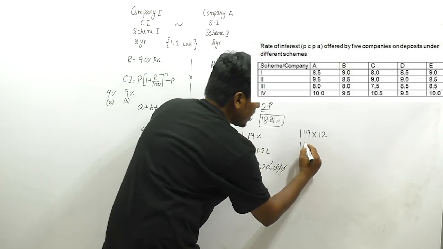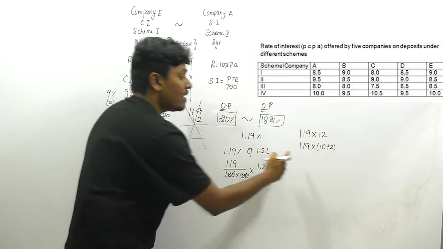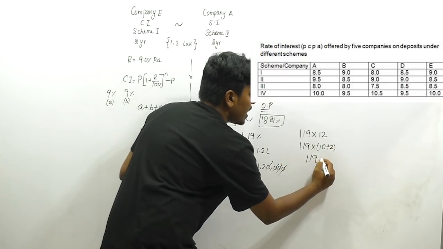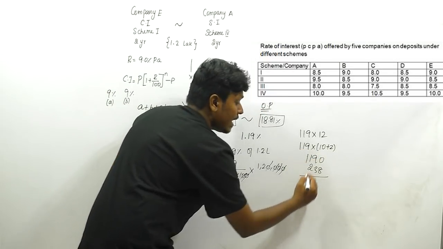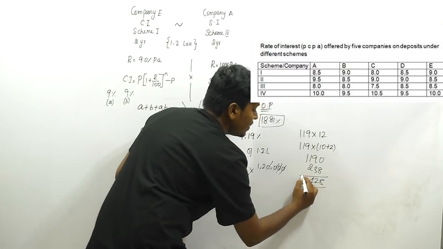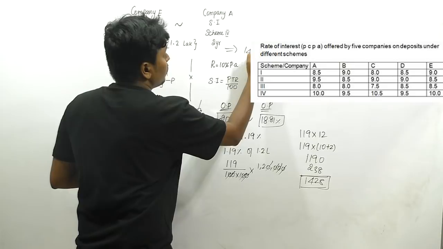Listen carefully here. 119 into 10 plus 2, right? 12 can be written as 10 plus 2. Where 119 into 10 is 1190, and 119 into 2 is 238. When we add them, we get 1428. So finally the difference for this amount will be 1428.